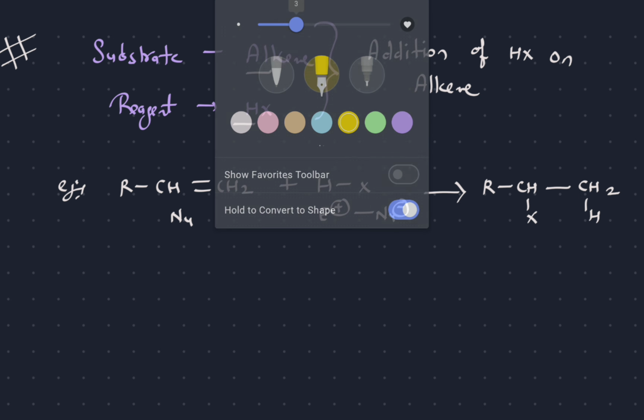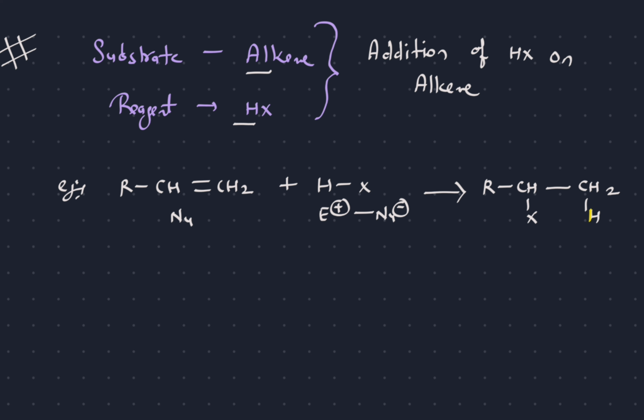You can see in the product there is an addition of HX. That's why the reaction is called an addition reaction. But why are we calling it an electrophilic addition reaction? Because firstly, the nucleophilic electron density of the alkene attacks, and the electrophilic side is hydrogen. Because the first addition happens by hydrogen, it is called an electrophilic addition reaction.